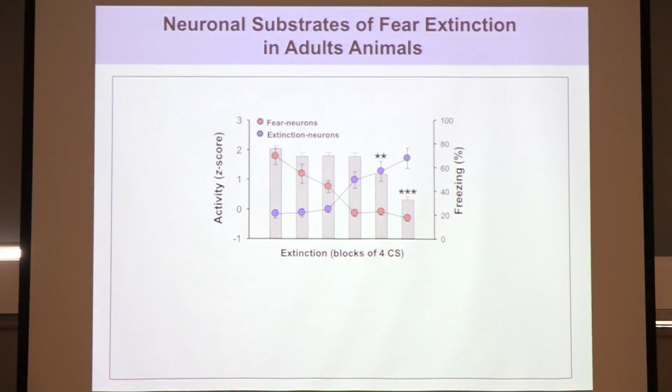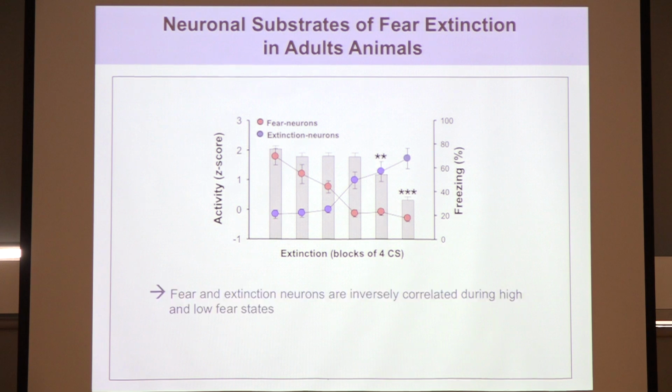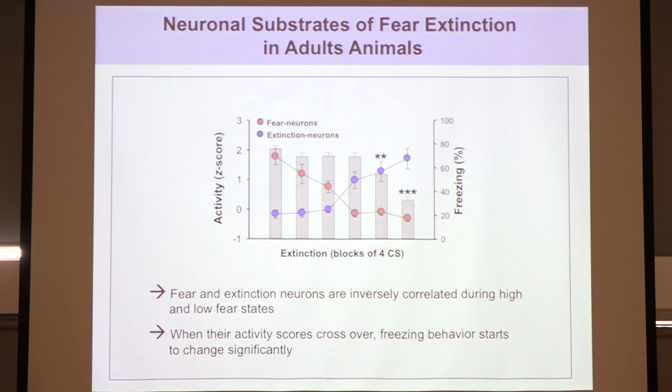Okay, so this is just a summary of what I was describing. In gray, you have the freezing behavior during the 2 sessions of extinction, and on top of it, you have the changes in neuronal activity for fear and extinction neurons. When the fear is high, fear neurons are activated, but not when the fear is low. And when the fear is low, extinction neurons are activated, but not fear neurons. So they are inversely correlated during high and low fear states. And the second thing you can see is that when their activity crosses over, you have a significant change in behavior.